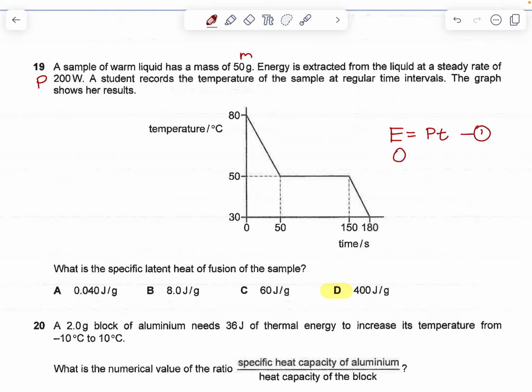And similarly, Q equals M times the latent heat of fusion. Okay, so similarly, Q is the same as E. You can equate both of them together and you can find the latent heat of fusion, L_F, of the sample.